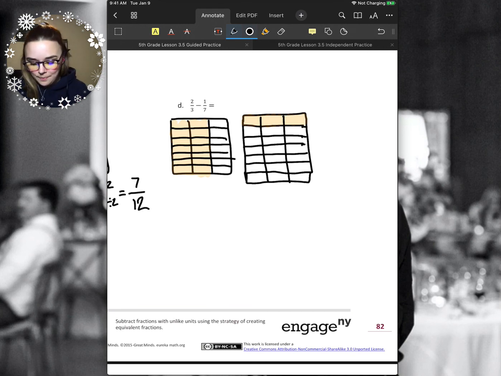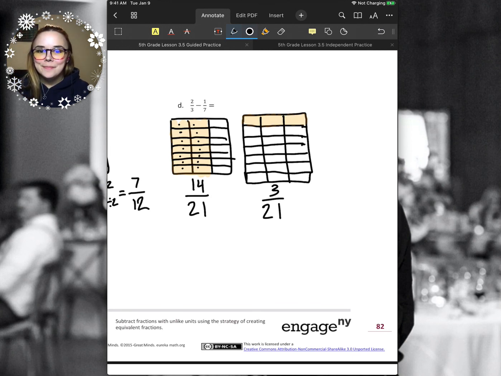So I have 1, 2, 3, 4, 5, 6, 7, 8, 9, 10, 11, 12, 13, 14 over 21. And then I have 3. Oops, not over 12. Sorry about that. Over 21. So I'm going to cross my numbers out. So I have 1, 2, 3 to cross out. Now I have 1, 2, 3, 4, 5, 6, 7, 8, 9, 10, 11 21sts, or 11 over 21 left over.